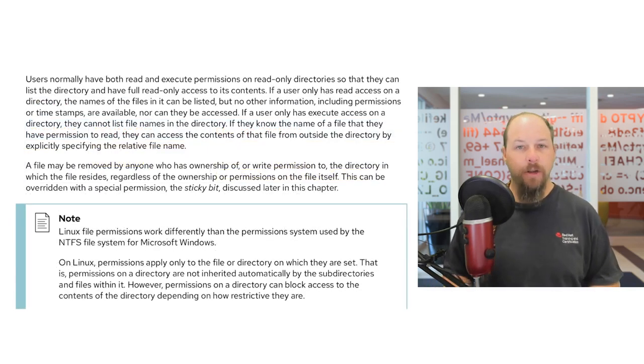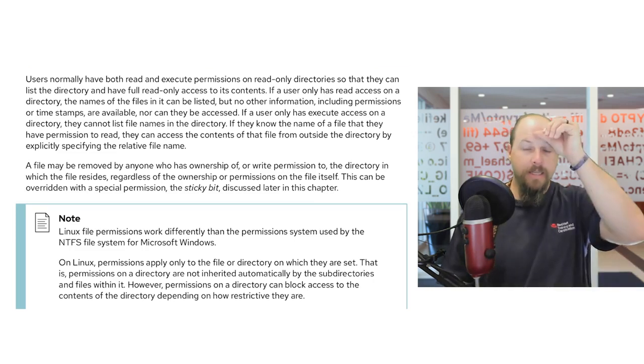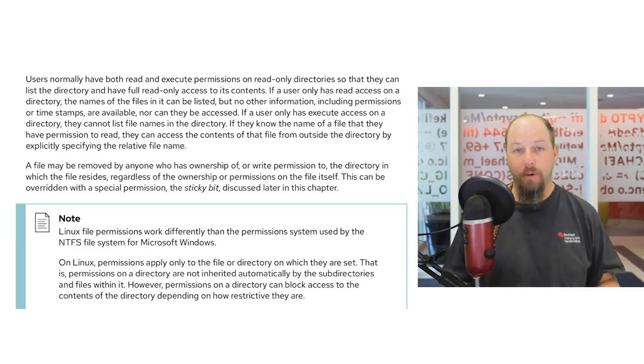It's not uncommon for a user to have both read and execute permissions to read-only directories. This allows them to view the contents of the file and execute it if it's a script of some sort or a command. Extending the write permission may not be appropriate in those instances and is oftentimes omitted.